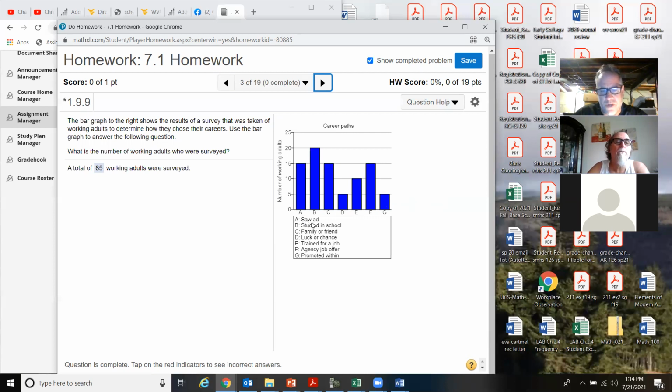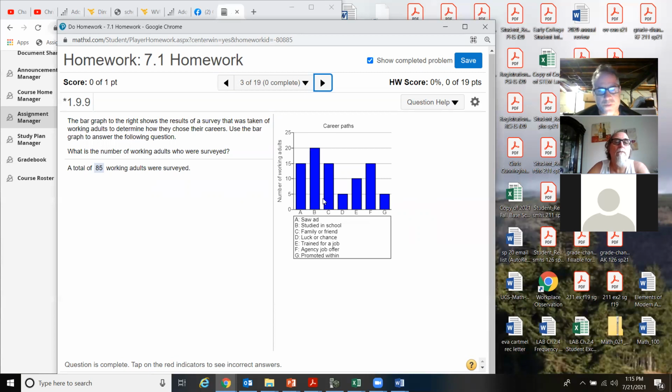You know, it's saw an ad, studied in school, family or friend, luck or chance, each one labeled with a letter for the key. Bar graphs have spaces in between the bars. Histograms do not. I mean, that's kind of a simplistic way to look at it, but that is the visual difference. Okay. Now, what we have to do here is interpret or answer a question based on this bar graph.